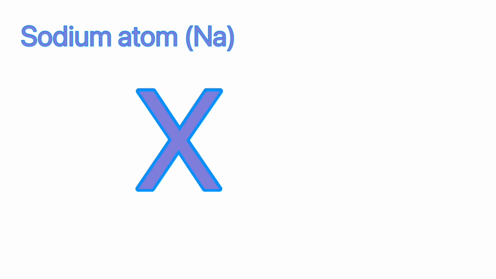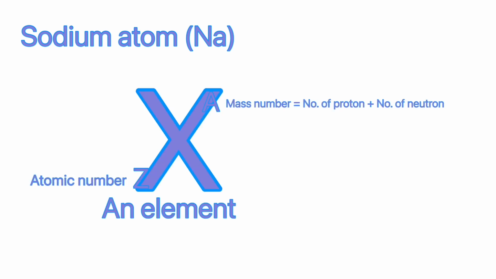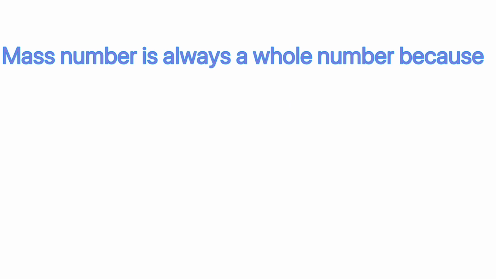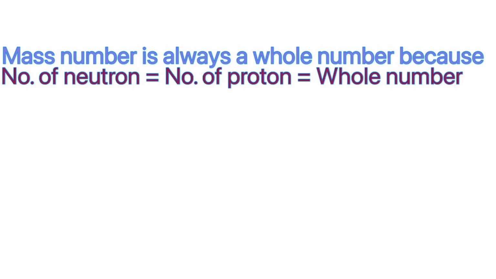Let X be the element, A be the mass number, and Z be the atomic number as shown in the figure. From this figure, we can get that mass number is equal to the number of protons plus the number of neutrons. Let me remind you that mass number is always a whole number because the number of protons and the number of neutrons is always a whole number.